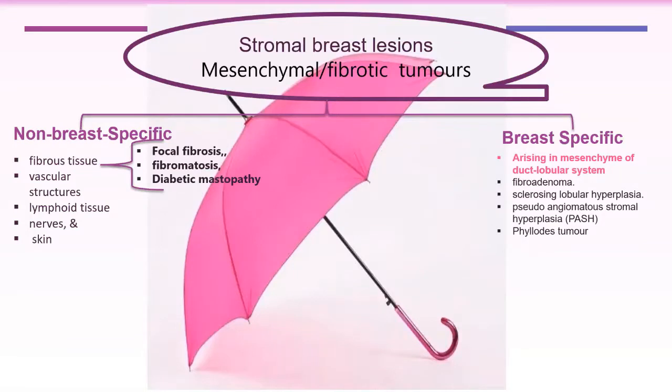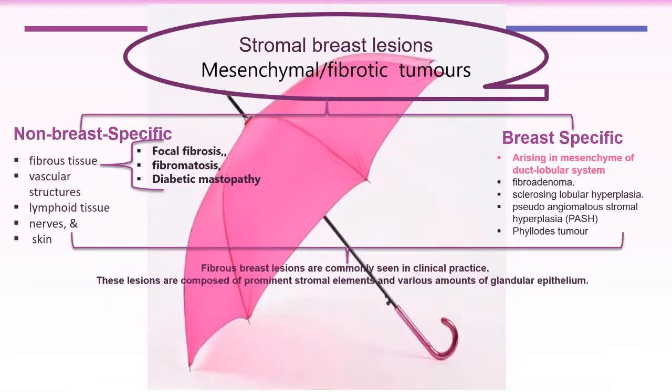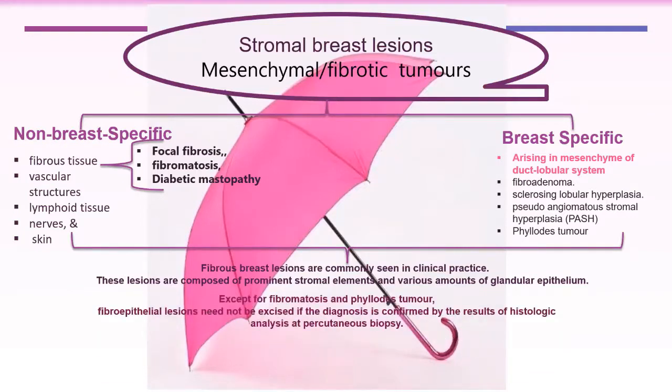The fibrous lesions include focal fibrosis, fibromatosis, and diabetic mastopathy. Okay, and all these fibrous lesions are commonly seen in practice. As we mentioned, usually stromal with various amounts of glandular or epithelial component, and with the exceptions of phylloides tumor and fibromatosis, they don't need to be surgically excised when diagnosed by histopathology.